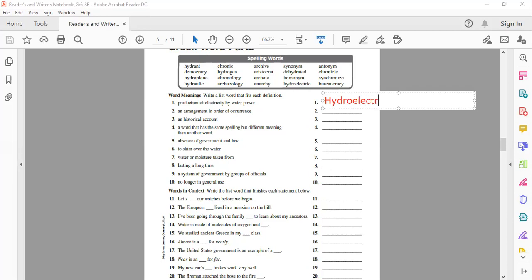Hydroelectric. Electric means electricity and hydro means water. Excellent, Watin, very good.